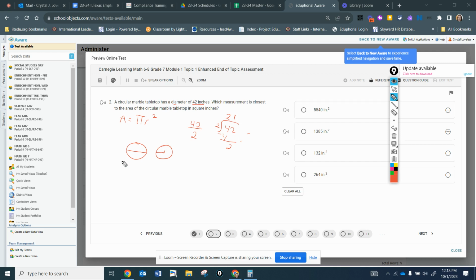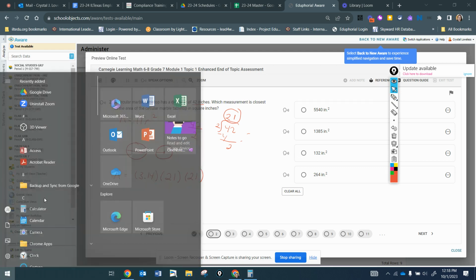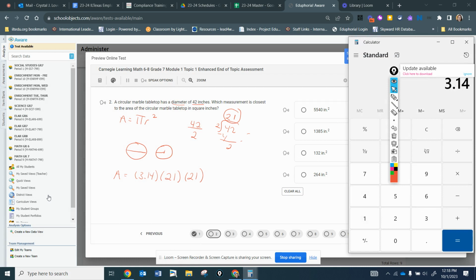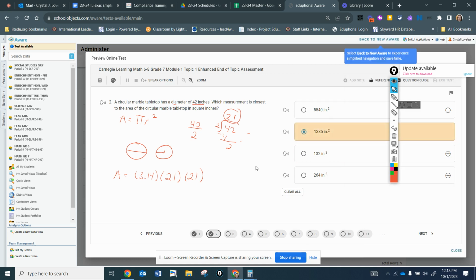Now I can plug in my numbers. A equals pi is 3.14 times radius squared. So times 21 times 21. Okay. Let's see what that is. 3.14 times 21 times 21. 1384, which is close to this right here. That 7 will raise that 4 to a 5. So there you go with that answer.